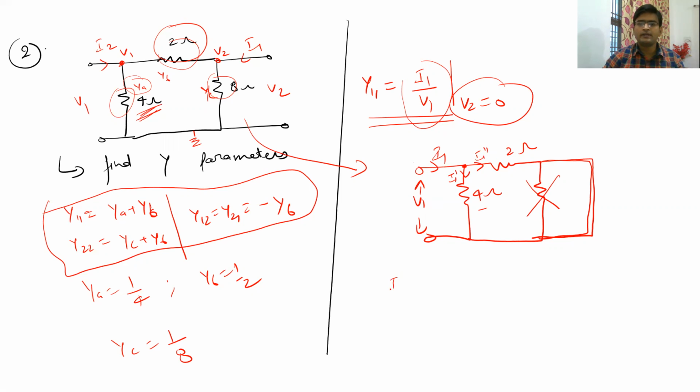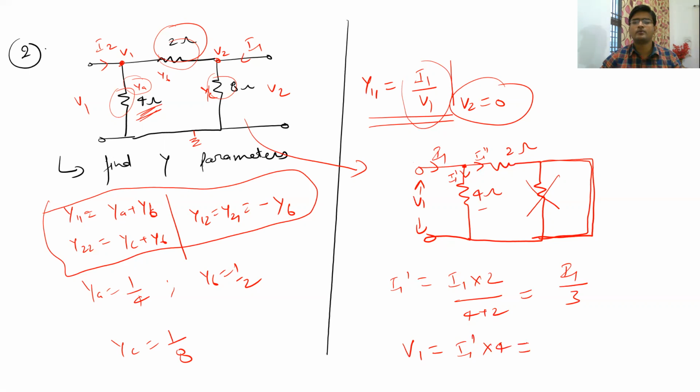Let me calculate I1 dash using the current division rule. It will be I1 into 2 divided by 4 plus 2, so it will become I1 divided by 3. So your I1 dash is I1 divided by 3. Can you tell me the value of V1? It is I1 dash multiplied by 4, which will be I1 into 4 by 3.